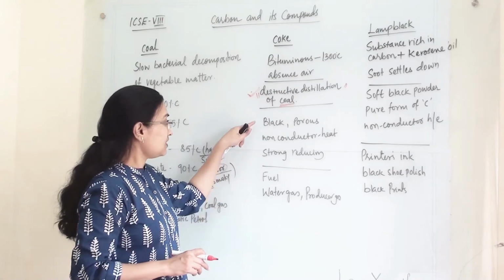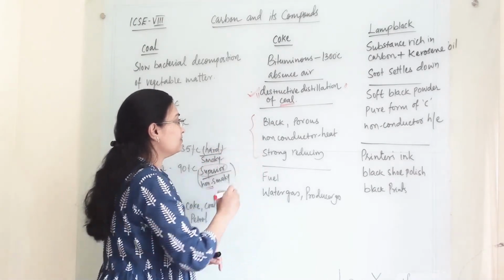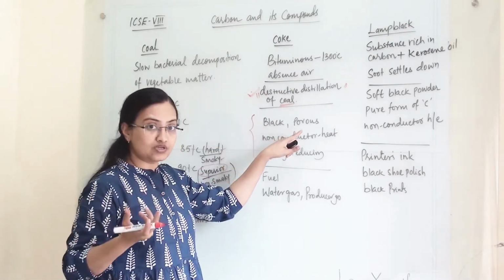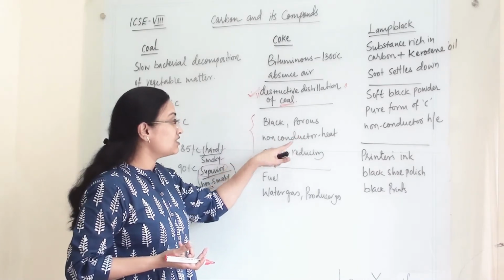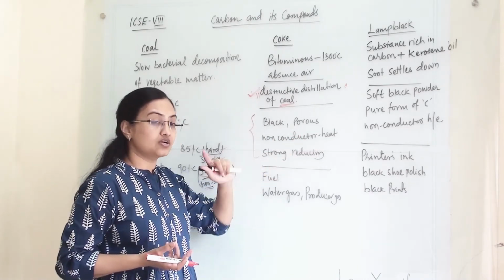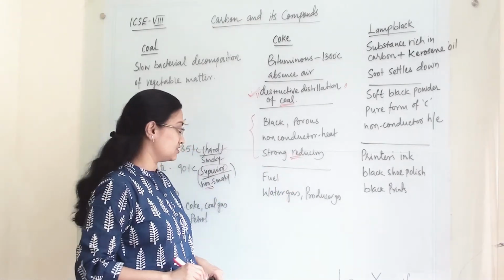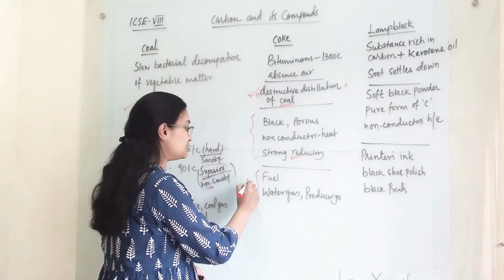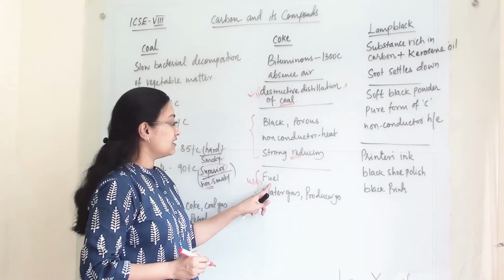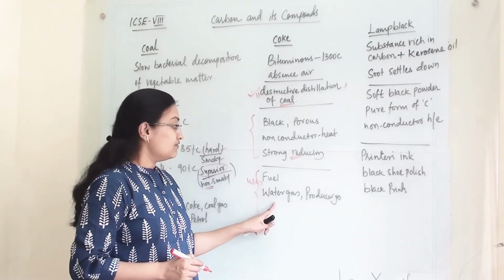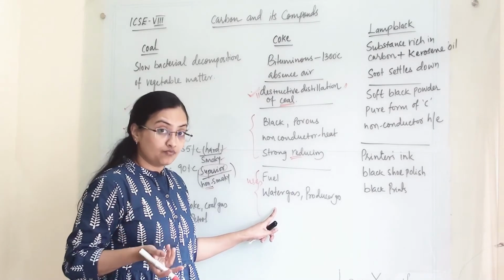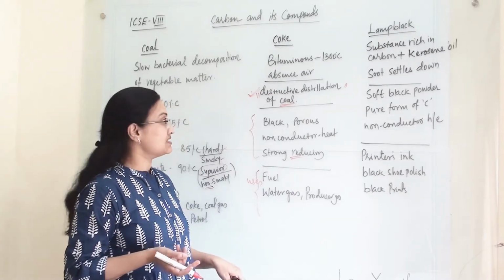Here, these are the properties of coke: it is black, it is porous in nature, and a non-conductor of heat. It is a non-conductor of heat and a strong reducing agent. So where can we use it? These are the uses: we can use it as fuel, and we can use it to make water gas and producer gas.